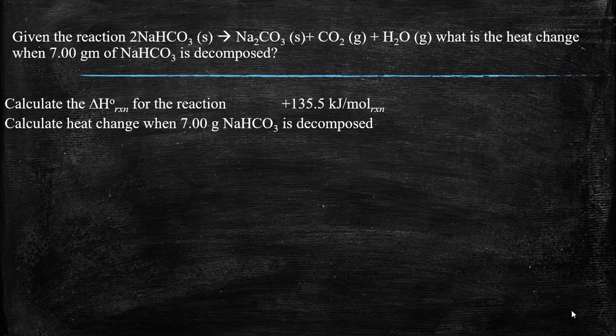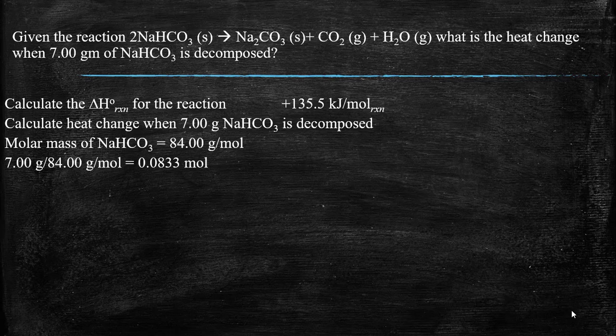Now we want to calculate the heat change when 7 grams of sodium hydrogen carbonate is decomposed. The molar mass of sodium hydrogen carbonate is 84 grams per mole. 7 grams divided by 84.00 grams per mole is 0.0833 moles.